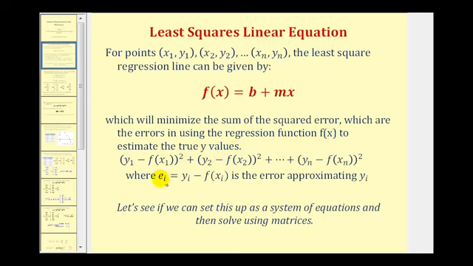So e sub i would be the error, or the difference between the true y value and the function value from the line. And if we square all these errors, we have the sum of these squared errors. Let's see if we can set this up as a system of equations and then solve using matrices.